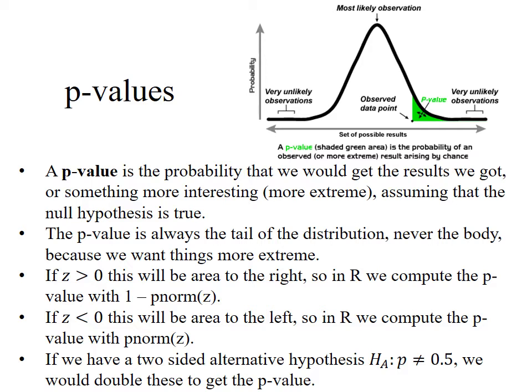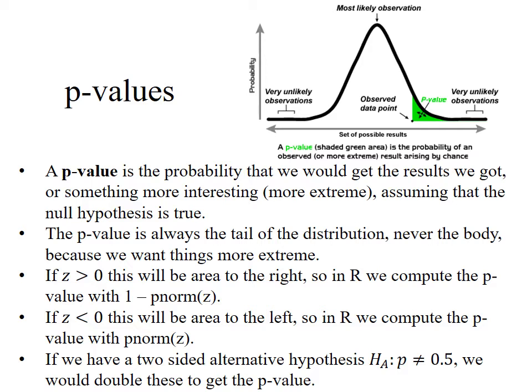So we got a little graph here, a rough sketch of this normal curve distribution. A p-value is always the probability of getting what we got or more, so it's always a tail of the distribution. In this case, they got the green shaded area. The p-value is the probability of being to the right of this. So we want something more extreme. A p-value never includes the body, the central part, because that's not what a p-value is. A p-value is the probability of getting what we got or more extreme.